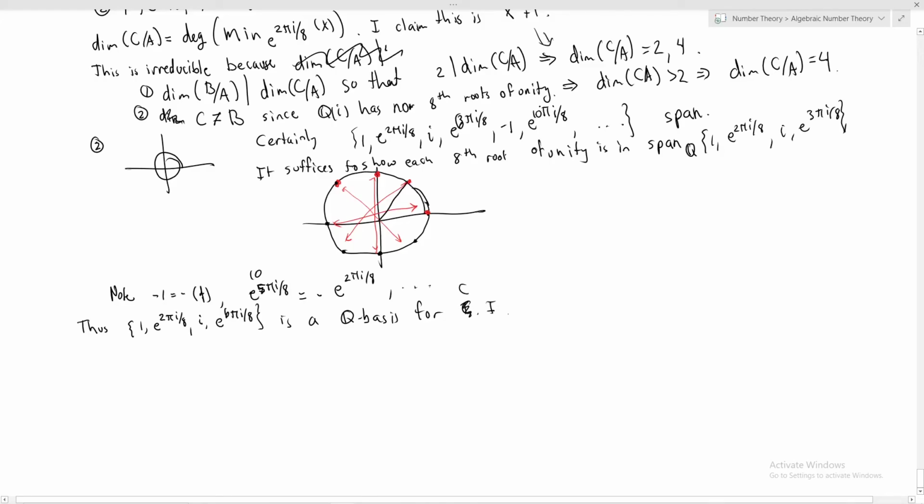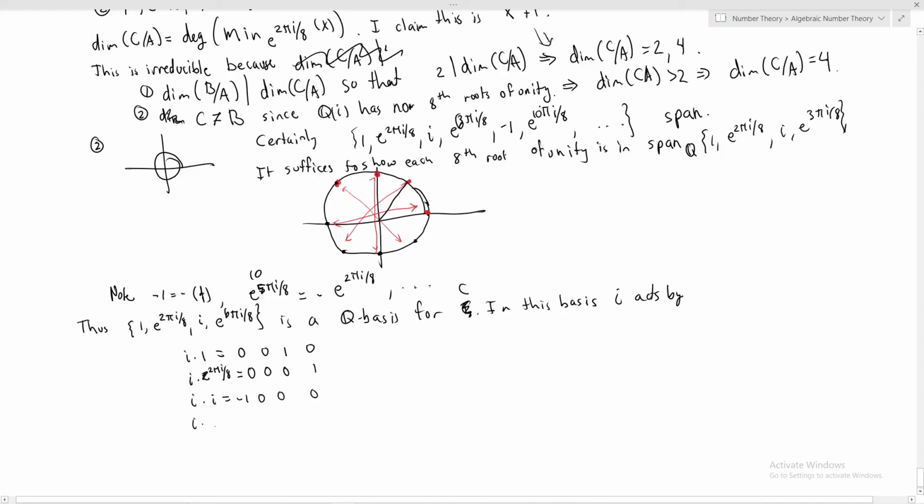Should just be the letter C, not bold. In this basis, i times 1 is just 0, 1, 0, 0. i times e to the 2 pi i over 8, in our picture, rotates this guy by 90 degrees. So this is going to be 0, 0, 0, 1. i times i, that's -1. So this is going to be -1, 0, 0, 0.